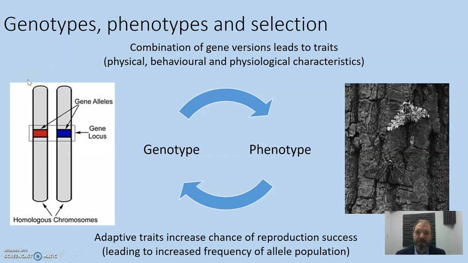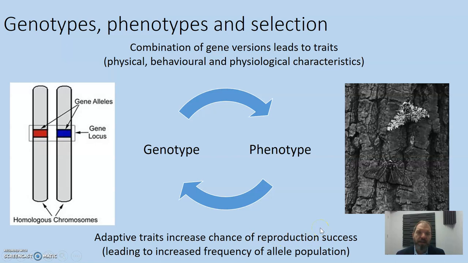So as you know, homologous chromosomes come in pairs with genes in homologous locations, and these different versions we call alleles. The particular alleles that an individual has are called their genotype, and this will, through a combination of those gene versions and other things in the environment, lead to the phenotype, or the physical outcome or the behavior of the animal. So in this case, we might have the white peppered moth or the black version of the peppered moth. That physical trait will either be adaptive and increase the chance of reproductive success of that individual, or will be maladaptive and lead to its decreased success.